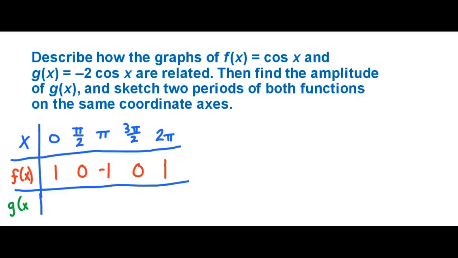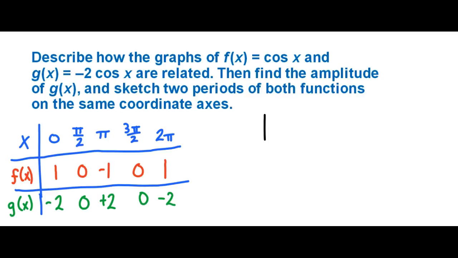G of x, now we're taking each of these values multiplied by -2. So 1 times -2 would be -2. 0 becomes 0. This would become +2. -1 times -2, 0. And then we're back to -2.